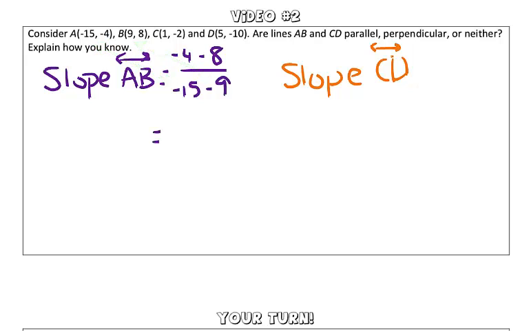We're going to go ahead and simplify that. -4 minus 8 is -12. And -15 minus 9 is -24. Simplifying this further, -12 over -24 simplifies to a positive 1/2.